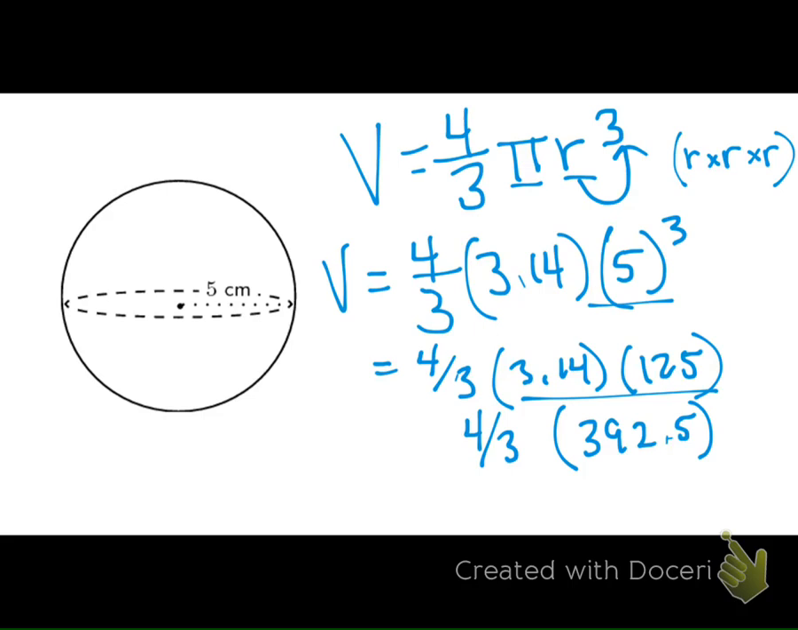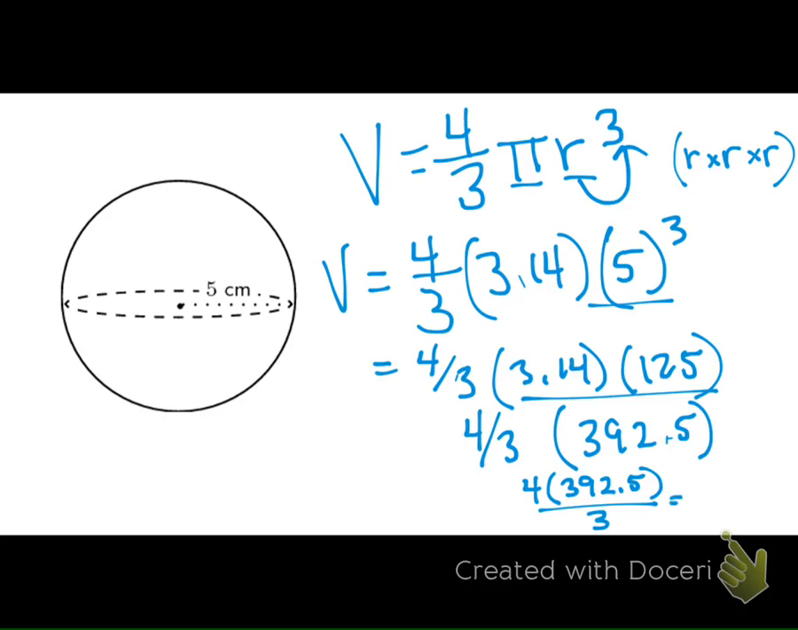4/3 isn't easy to convert to a decimal because it's got the 3 on the bottom, so we're going to have a repeating decimal. But what we can do is 392.5 times 4 and then divide that answer by 3. So what it would look like is I would do 4 times 392.5, and whatever answer I get, I'm going to divide by 3. So I'm going to go ahead and take care of that right now. I'm going to do my 392.5 times 4.